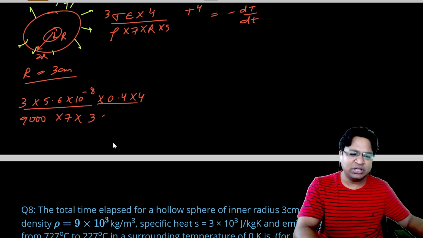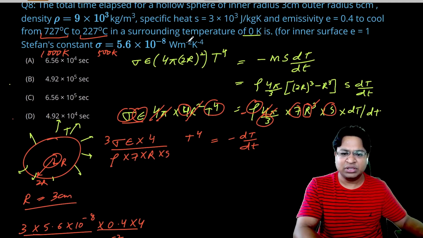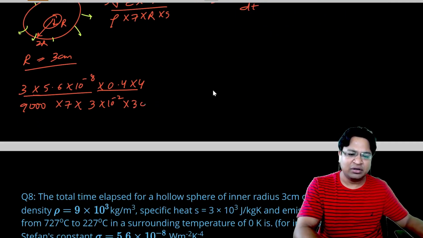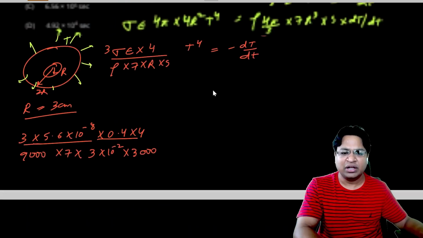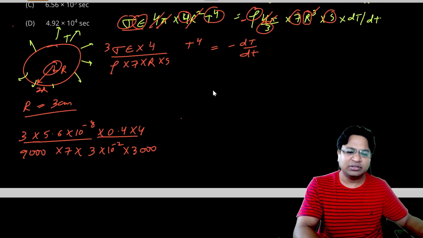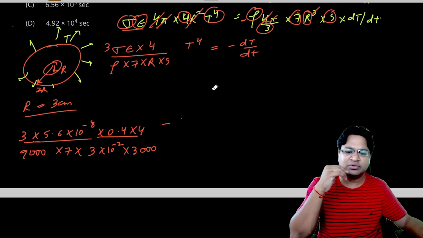So that is 3 into 10 raised to power minus 2. Again, I substituted it in meters. S is given to be 3,000. Again, everything is in SI units, so we are fine. So this is what we have to calculate, and the rest we have to do the integration. You can leave it like that, or maybe let's do the integration here also.